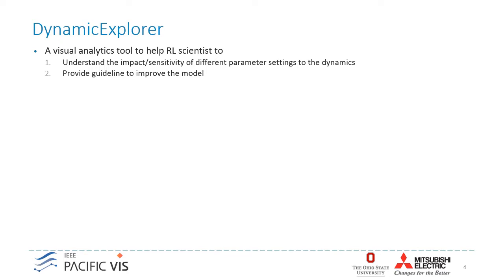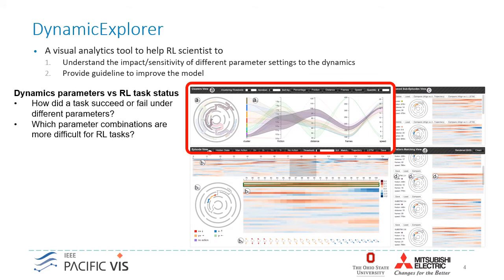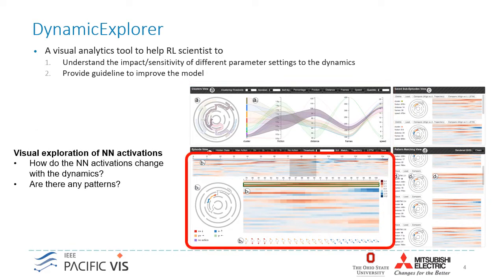This is the interface of DynamicsExplorer, which includes the following components. First, it shows the relationship between the dynamics-related parameters and the test result, so scientists can know which parameter or which combination of parameters can make the model finish the task or fail. Second, it allows scientists to interactively explore the neural network activations to see how the internal activation changes with respect to the dynamics, and whether there exists any pattern.